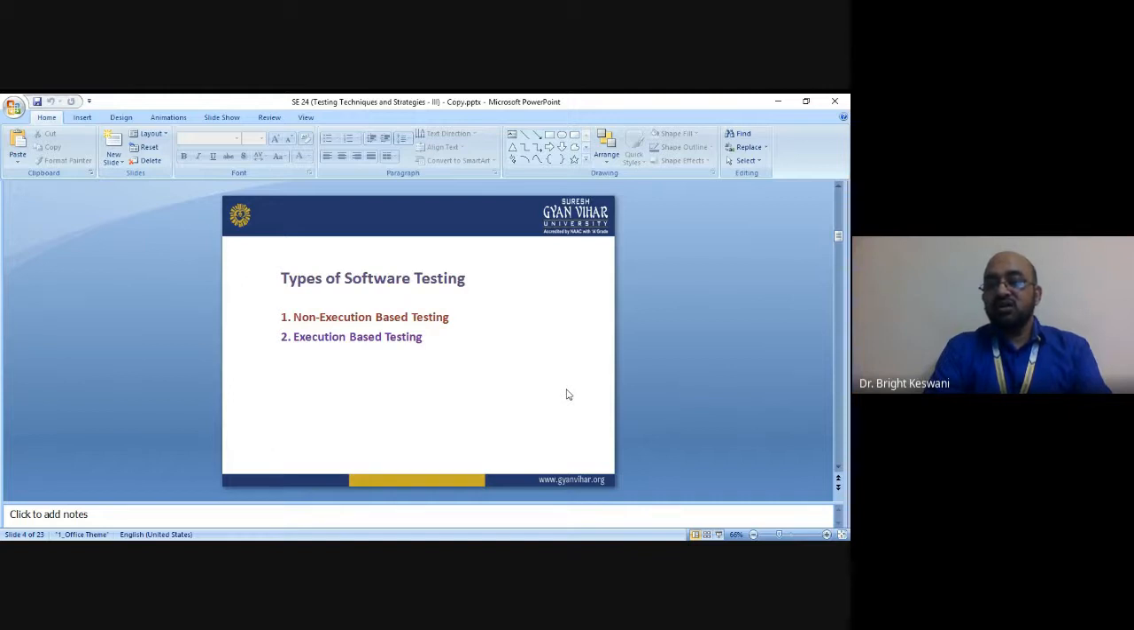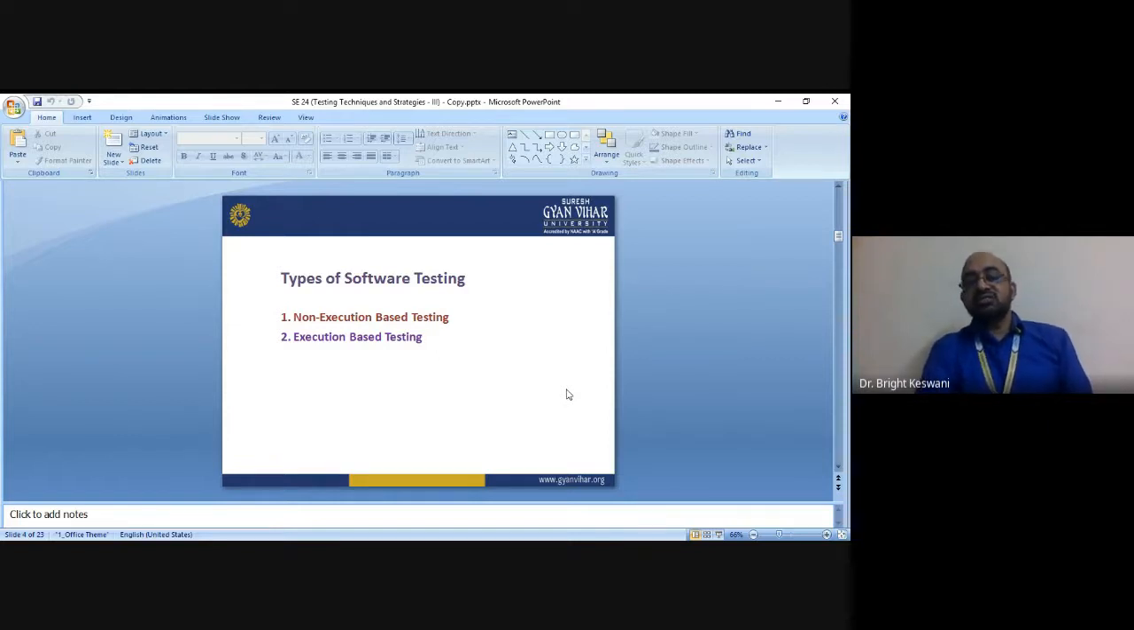We are running modules against the test cases. We are imagining the scenario. We are creating the scenario, and we are developing the test cases, and then we are putting the modules in the testing condition to verify whether they are working or not. Okay, so this is the basic difference between non-execution based testing and execution based testing.